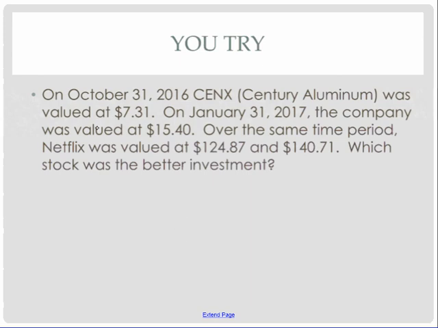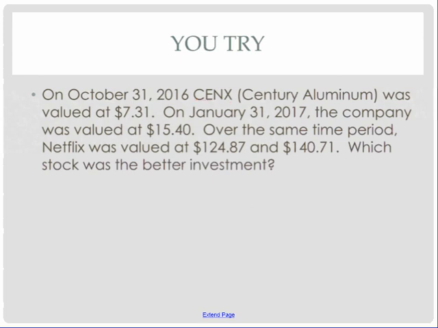So this is super interesting to me. If you look back in history, on October 31st, Halloween, not super important, there's a company that you probably never heard of called Cenex or Century Aluminum, and this is the symbol that they use on Wall Street.